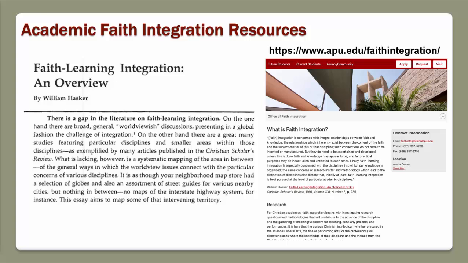We have included additional resources about academic faith integration in this unit. So we encourage you to go there and explore these resources. I'd like to highlight two particular resources. One is this article by William Hasker, and it provides an overview of what academic faith integration looks like and what are the key ways to approach this topic. And then there's also the website from my institution on faith integration. And within that website, you will find lots of links and resources to help you to better understand faith integrated learning.